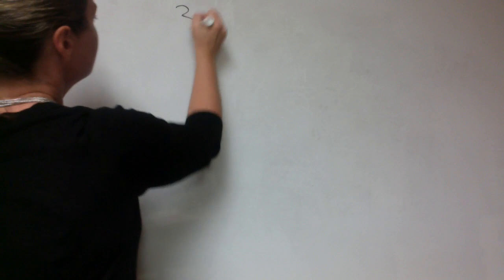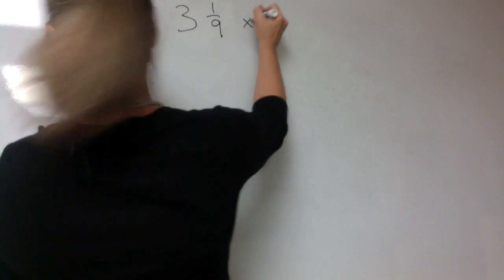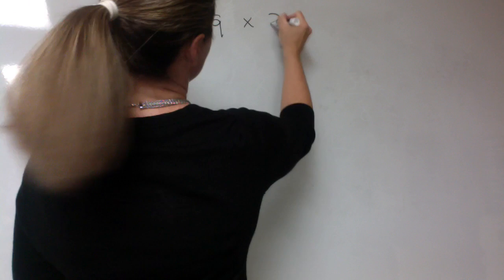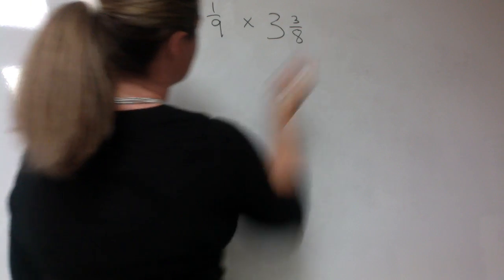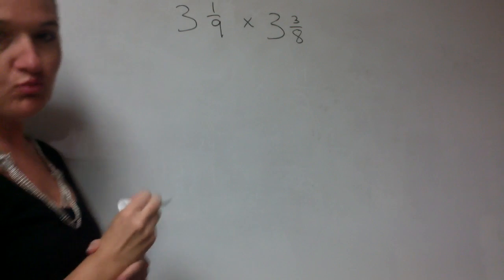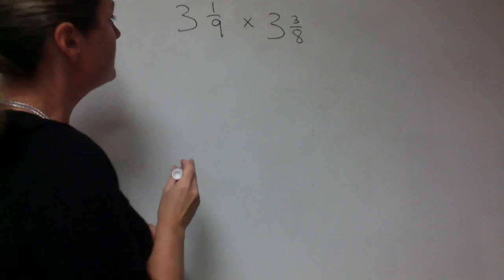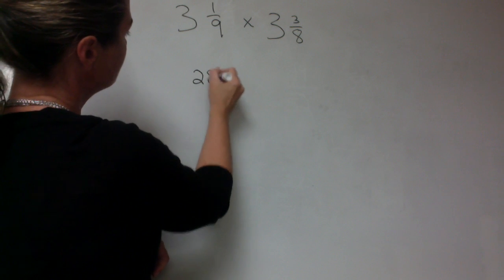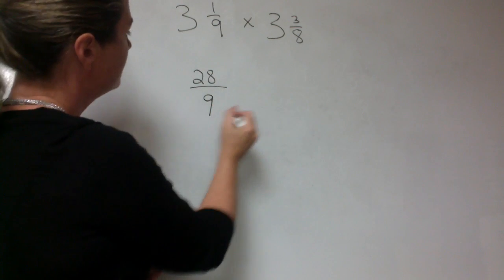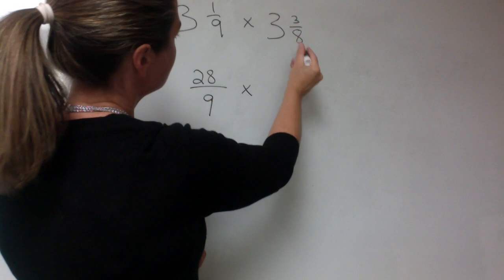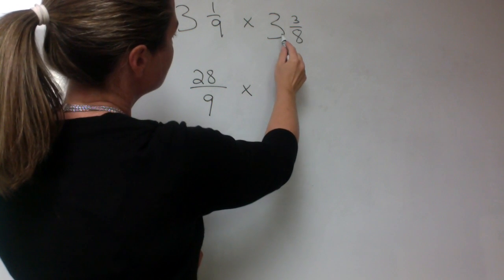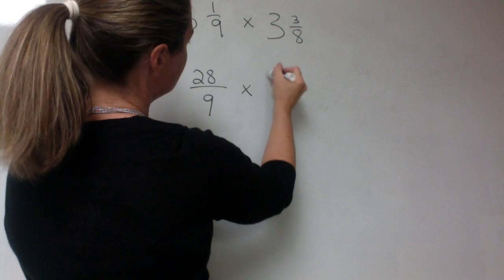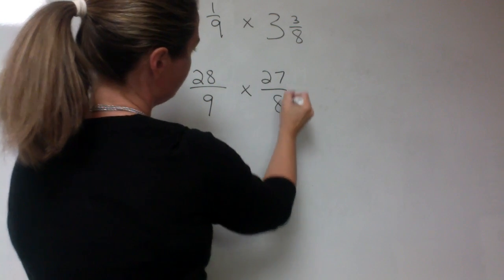All right, let's do one more. 3 1/9 times 3 3/8. Okay, so step 1, go ahead, turn them into improper fractions. 9 times 3, 27, plus 1, 28 over 9. Okay, let's go ahead, turn this into an improper fraction. 8 times 3, 24, plus the 3, 27 over 8.